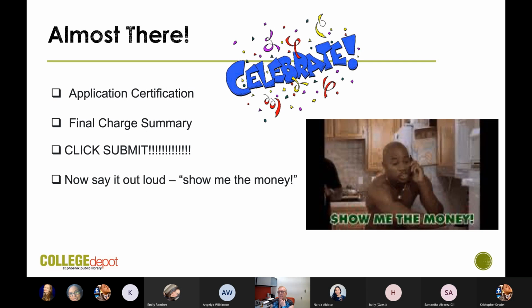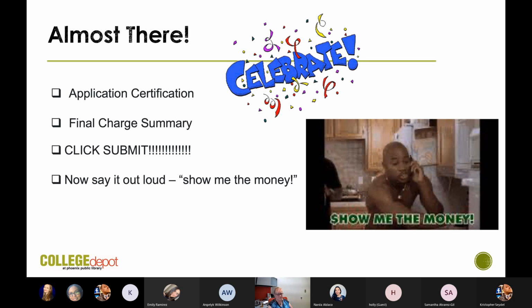Okay, guess what? You're near the end. I don't want you to hit submit yet because you have likely some parts of this application that you were not able to complete. There will be an application certification section. There will be a final charge summary that probably will be a 0 for many of you. And at that point, you click submit on this form.